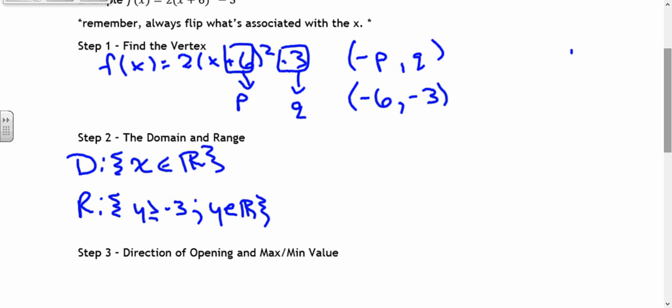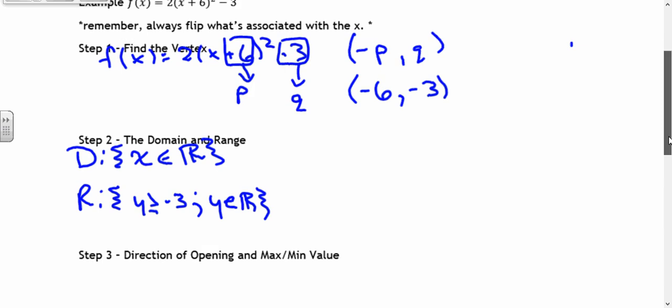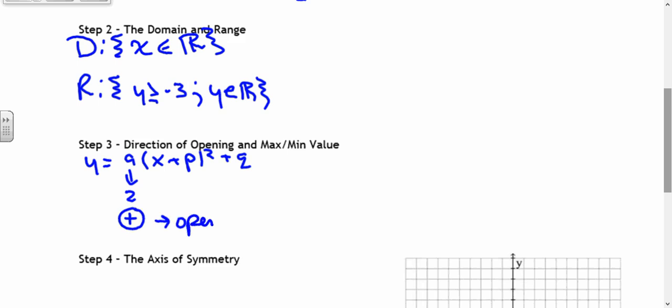Our direction of opening depends on our a value. So when we look at this, and I have y is equal to a(x plus p) squared plus q, this guy, in our case, is 2. He is positive. So this means he opens up. And we have a min value at y is equal to -3.